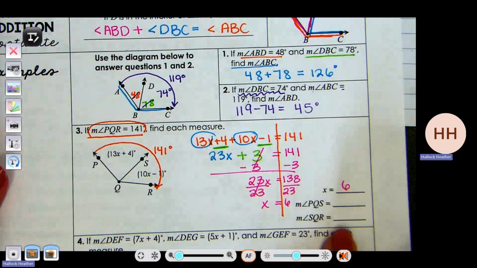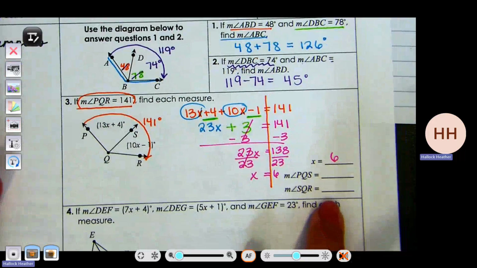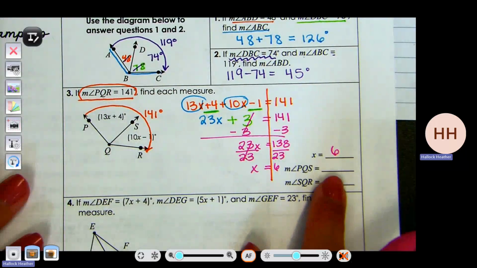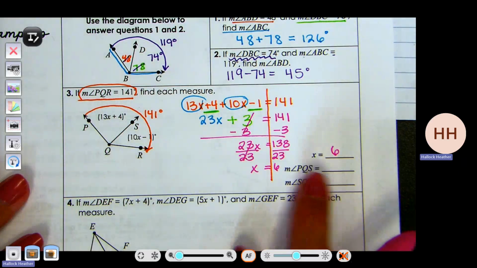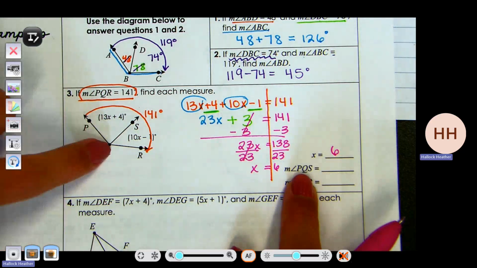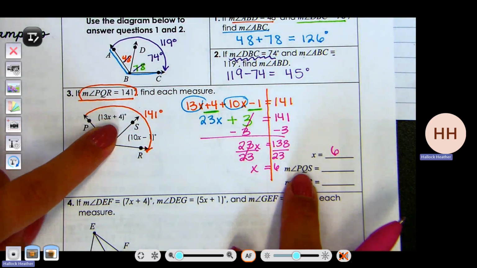So on the test, I have not passed them back out yet because people still are not done with it. Some people have also been absent. So we need to plug this back in. If you got problems wrong on the test, it's most likely most people did not plug things back in. So it says find the measure of PQS. So if I go back to my picture, PQS is 13x plus 4.